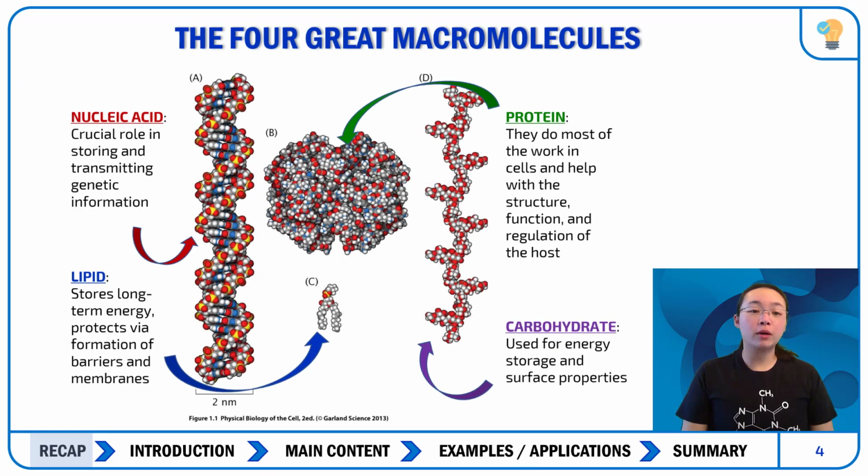So the 4 great macromolecules: you have nucleic acid, lipids, proteins, and carbohydrates. Once again, we won't really be focusing on carbohydrates, but nucleic acids play a role in storing and transmitting genetic information. Lipids are going to store long-term energy, and they can protect through the formation of barriers and lipid membranes. You also have proteins. They do most of the work inside cells, so they're going to incur a lot of function and regulation of the host.